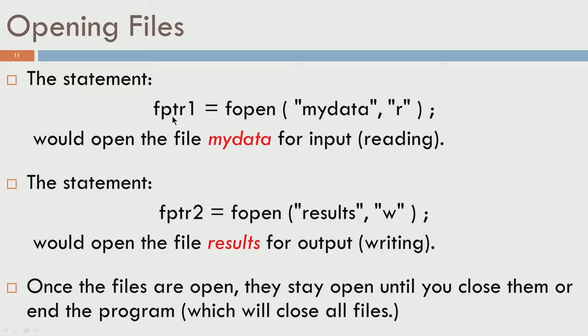So, we have fptr1 which says fopen mydata comma r. We are trying to open a file called mydata in read only mode, and fptr1 should be FILE star fptr1. In this example, fptr2 is fopen results comma w. We are trying to write something into the results file, and once they are open, it is essentially like opening a gate through which a stream can flow. So, once you open a file, you can now start reading and writing.